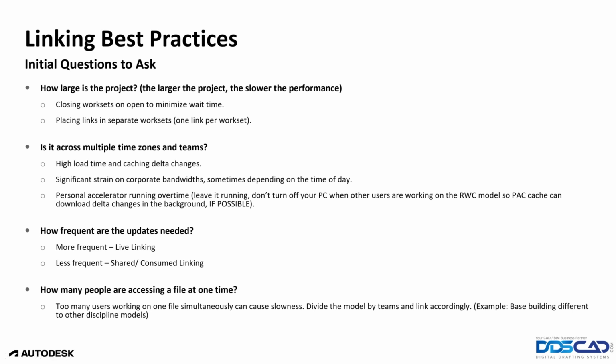And then the last question is how many people are using the model or the file at the same time. If you have too many people working on the same file simultaneously, you can eventually see some slowness. This is why dividing a model into an architectural model, an MEP model, a structural model is typically a good practice, and then having each of those linked to each other, because that's going to be a lot lighter on the model. You're going to have a lot fewer people working on the model simultaneously, and less synchronization, things like that.